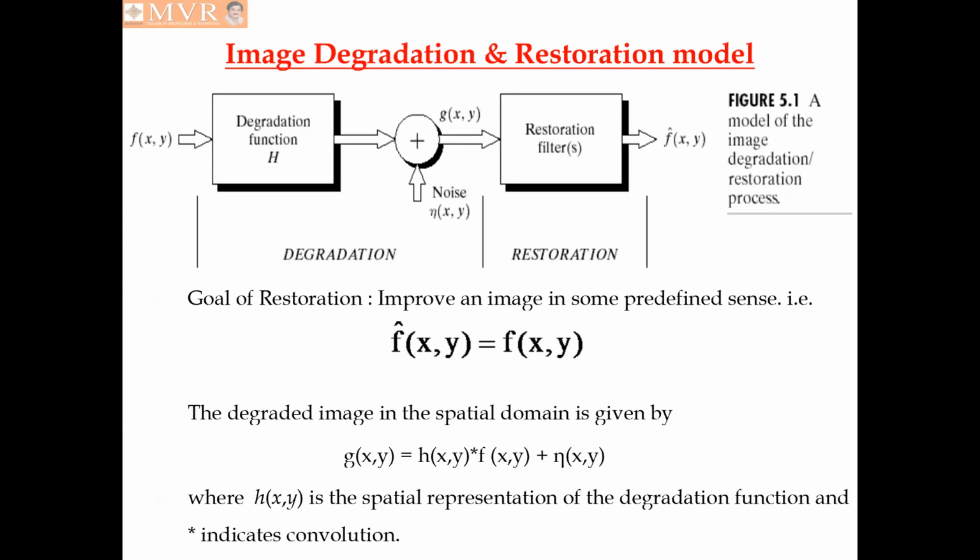We have different types of restoration filters. In the upcoming sections we are going to learn about the different types of restoration filters. After performing the restoration, we will get f cap of x comma y, that is called our restored image. The goal of this image degradation and restoration model is that the restored image f cap of x comma y should be equal to the original image or the input image f of x comma y.